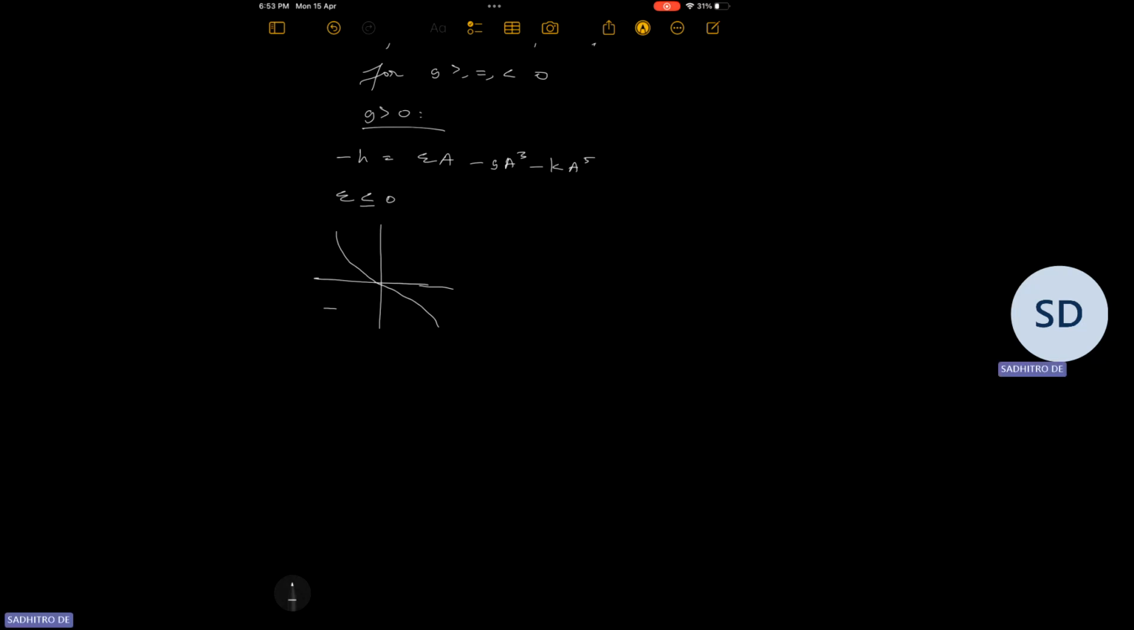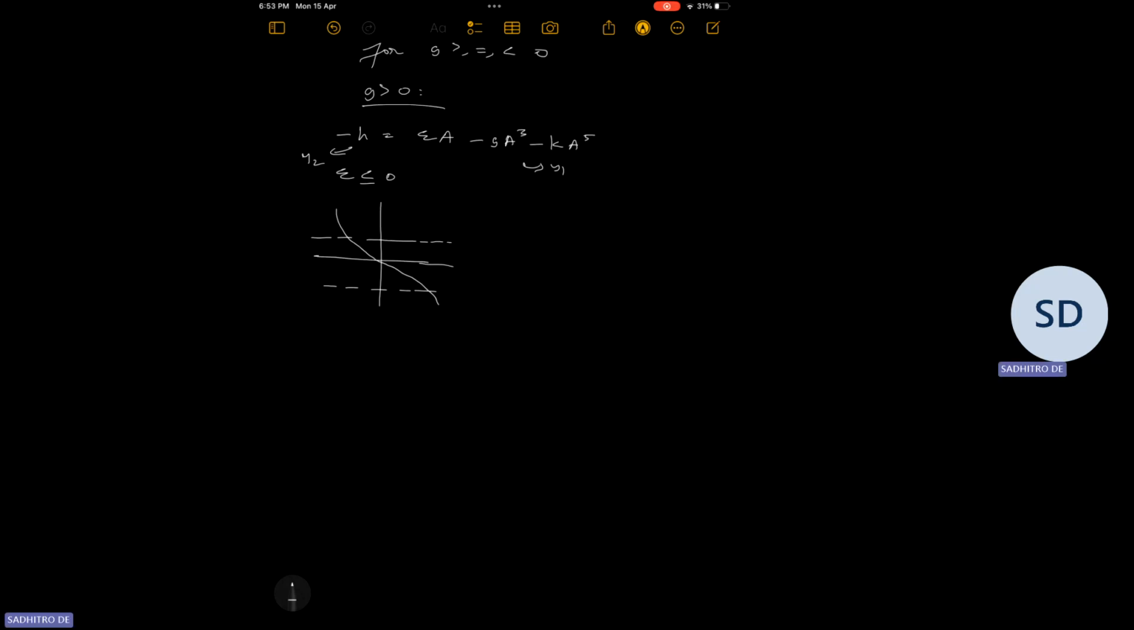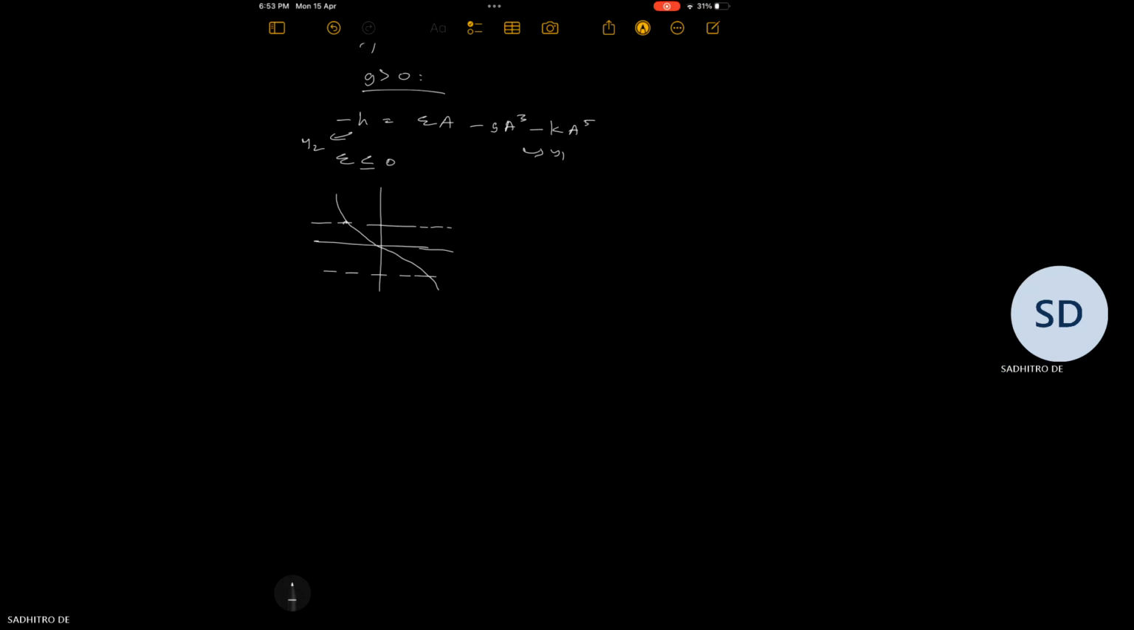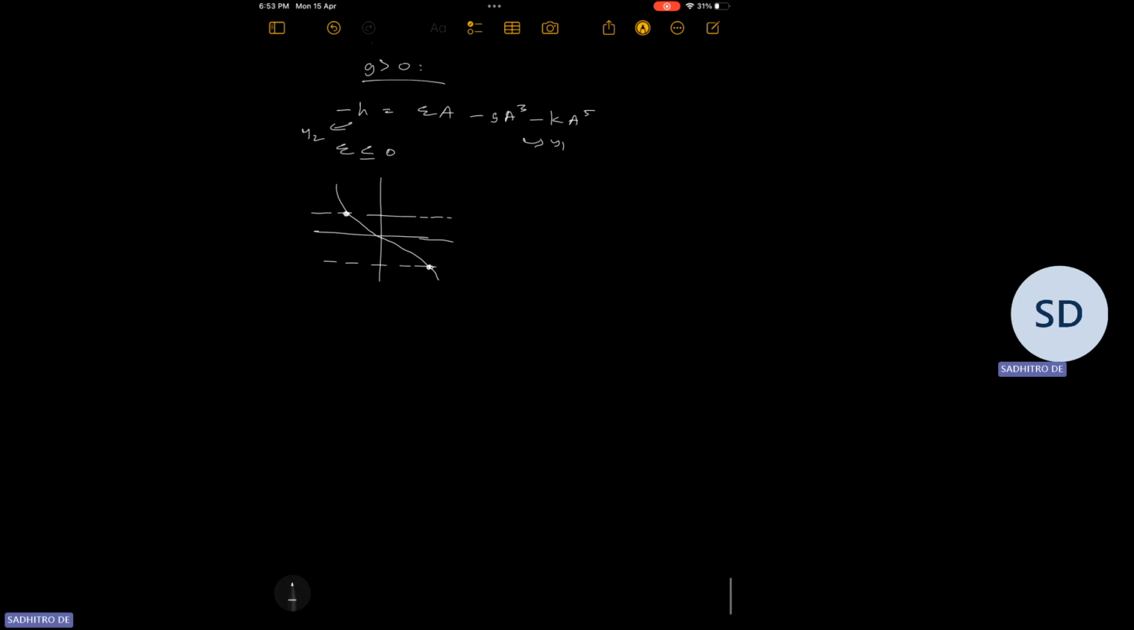So y2 and y1's intersection will be the fixed point, and there will always be one fixed point, and that will be the stable fixed point, right? The stable fixed point.